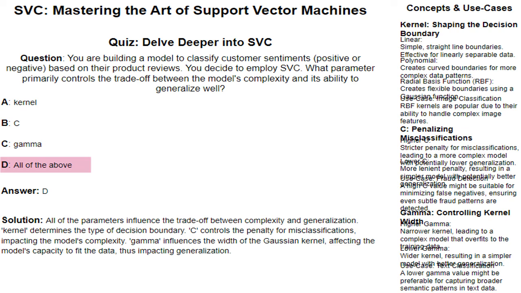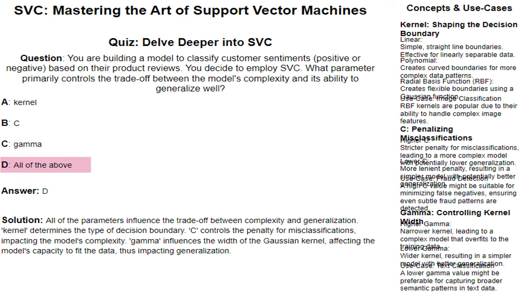Incorrect. The gamma parameter influences the width of the Gaussian kernel in the case of an RBF kernel, or the influence of each training example. A higher gamma value results in a narrower kernel, leading to a more complex model that overfits the training data. A lower gamma value results in a wider kernel, leading to a simpler model with better generalization.